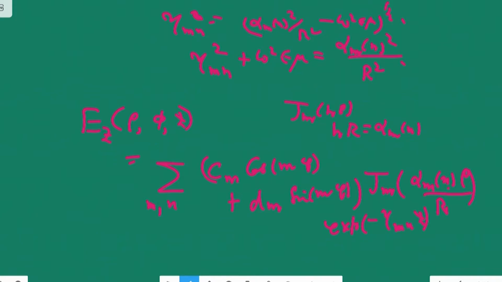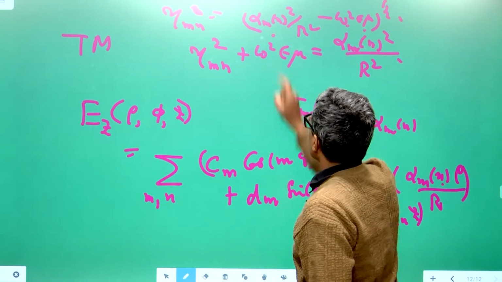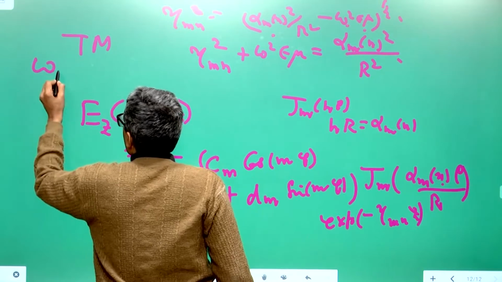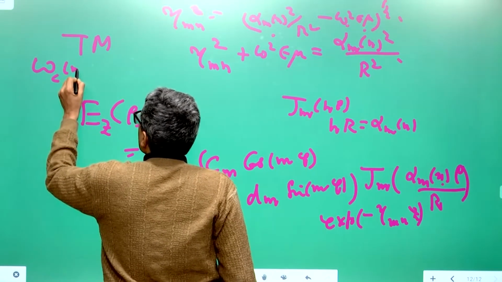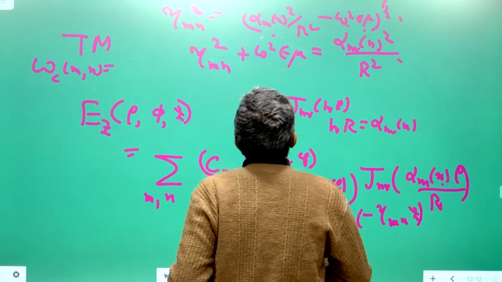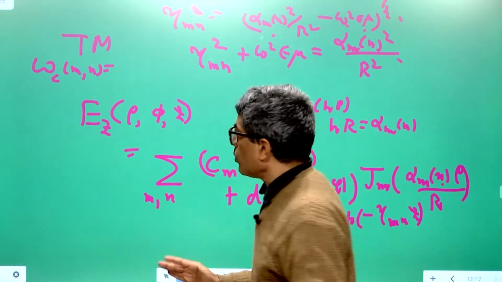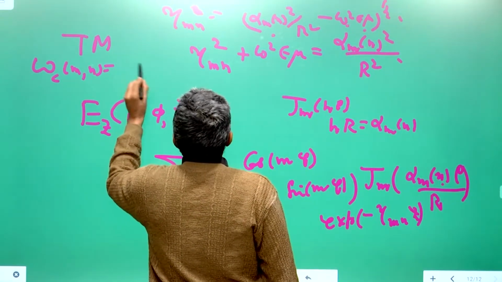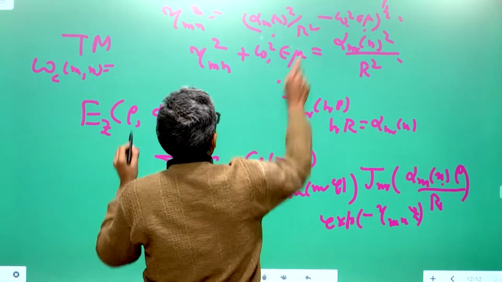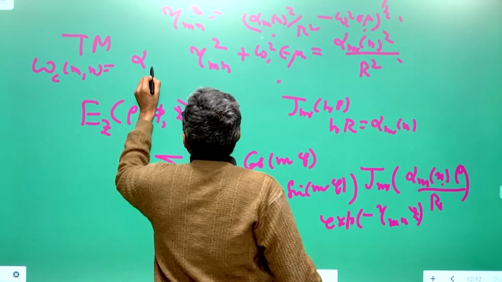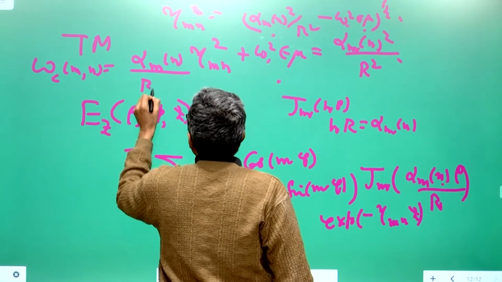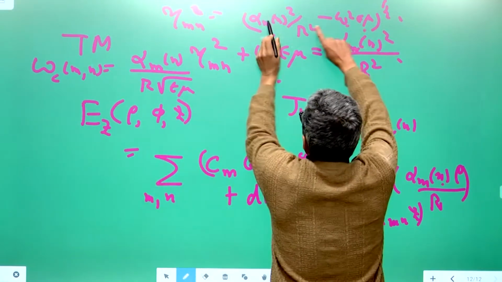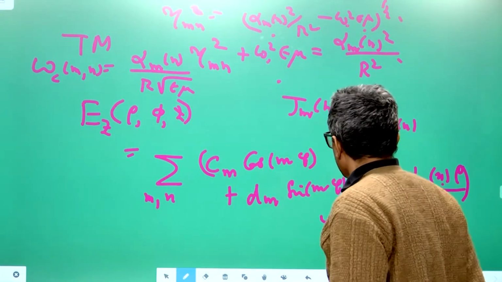This is the equation for the TM mode, or transverse magnetic, where Ez is not 0 whereas Hz is 0, and this will propagate when omega squared epsilon mu is greater than alpha mn squared by R squared. So the cutoff frequency for the mn-th transverse magnetic mode is given simply by omega c mn equal to alpha mn by R root epsilon mu. Omega should be greater than this, so that gamma mn becomes pure imaginary, and it propagates without any attenuation.